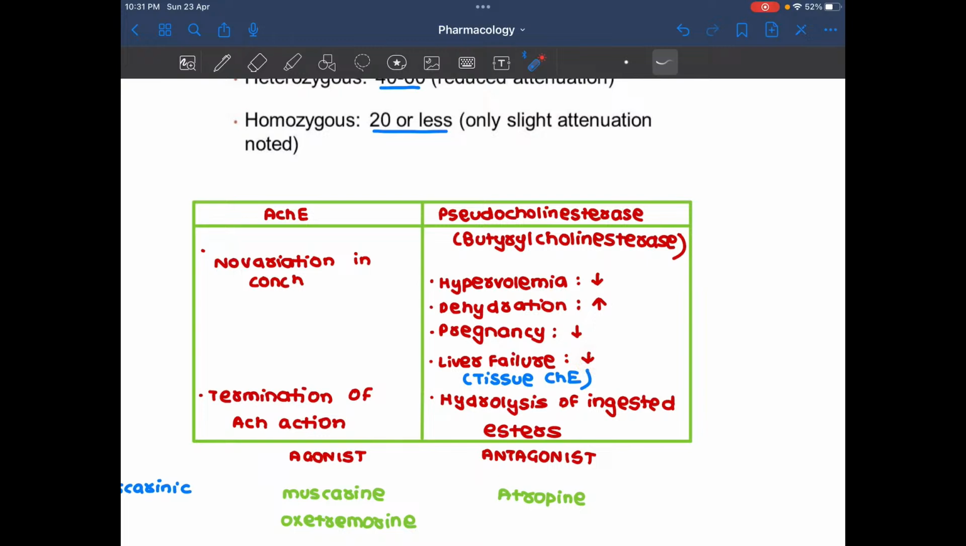Okay. The main action of acetylcholinesterase on our body is the termination of acetylcholine action, which is the normal thing. Whereas pseudocholinesterase is going to cleave any ester bond which is present, whether it is procaine, succinylcholine, or whatever other ingested esters, whatever drugs you're consuming from outside. Handling all of those is mainly the job of pseudocholinesterase. One exception I would say is RBC esterase, that's a type of acetylcholinesterase which metabolizes esmolol.